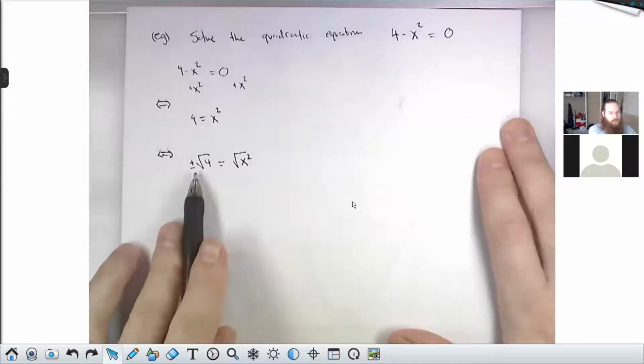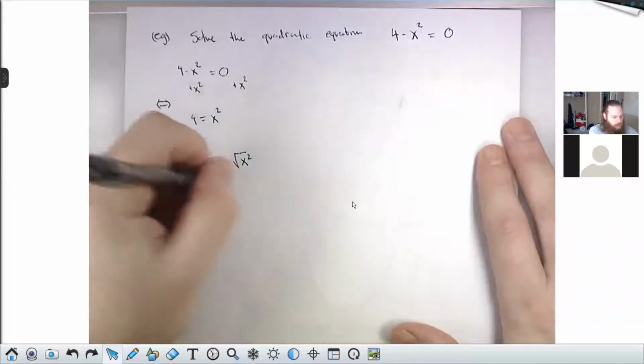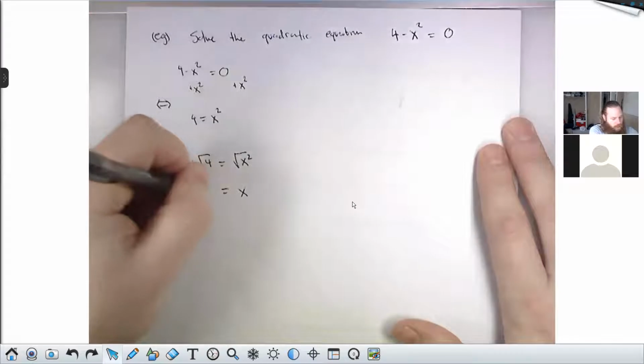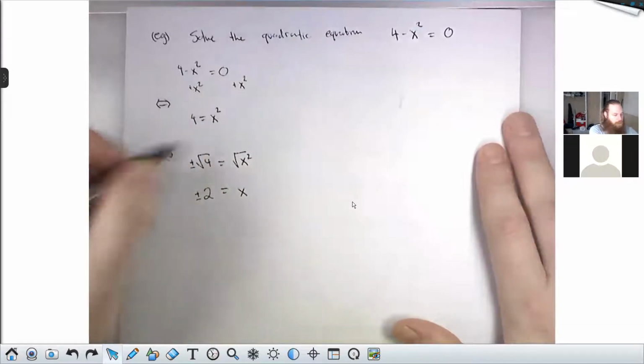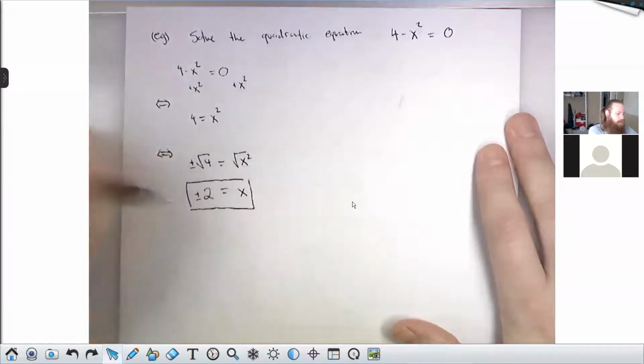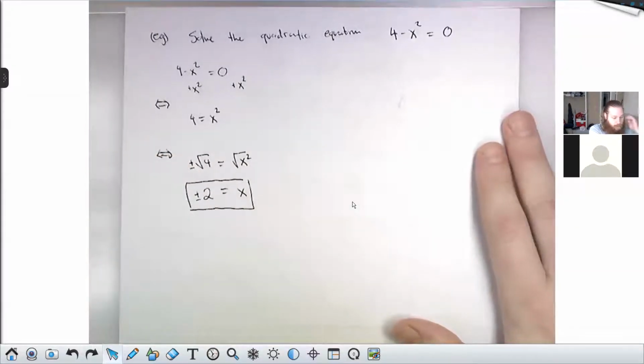We usually only write the plus and minus on this one side, right? So as to not confuse ourselves, the square root of x squared on the right, we say that's just x. And over here, the square root of 4 is plus and minus 2. So it's okay, my solutions here are plus and minus 2. So this is the method of square roots.